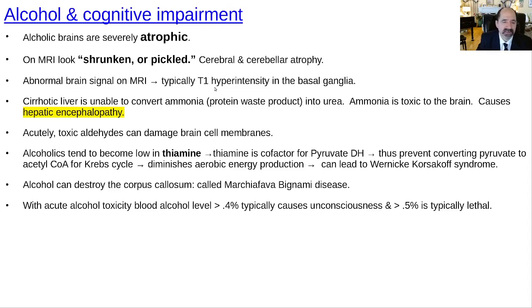Once the liver can't function effectively because of cirrhosis, it normally has to convert ammonia into urea, and when it can't do that, the ammonia is neurotoxic, and that can cause confusion, hepatic encephalopathy. With really heavy drinking, toxic aldehydes can acutely damage brain cell membranes.